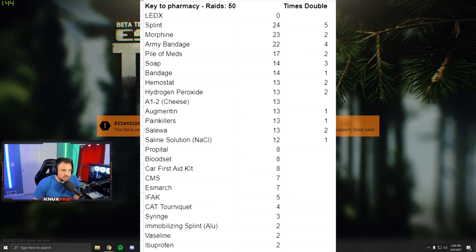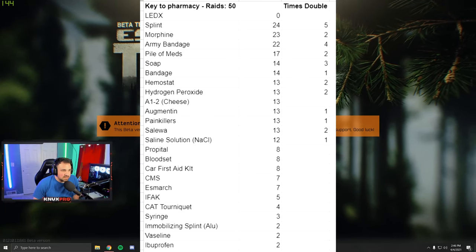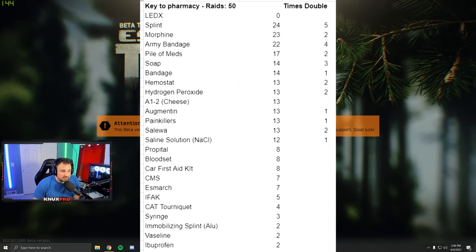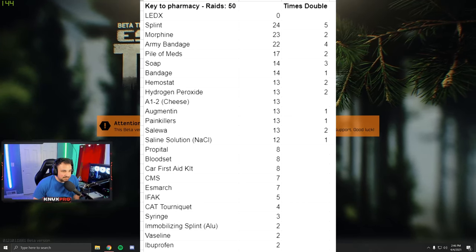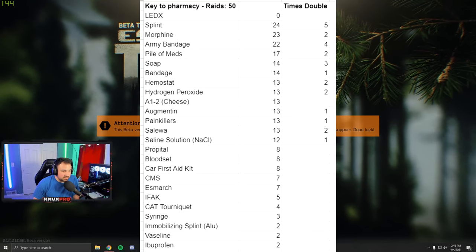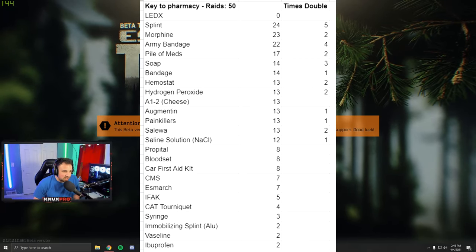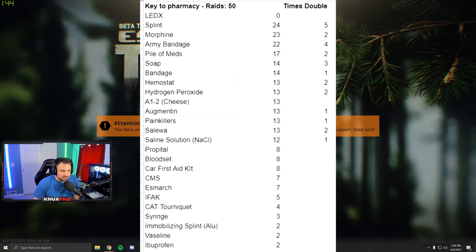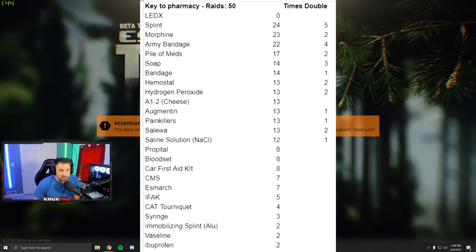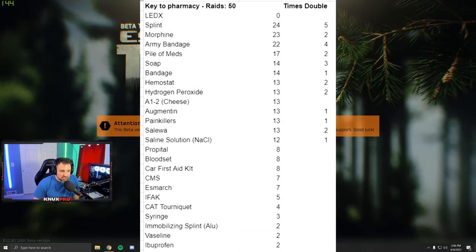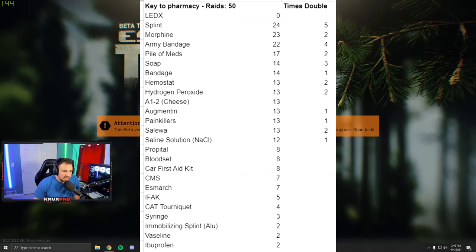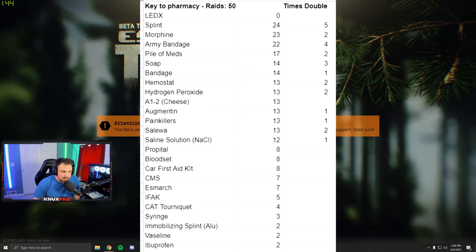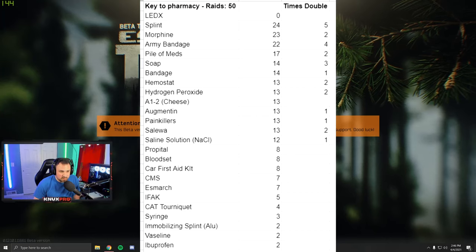And then as you go down, just typical stuff, army bandages. Let's see, the Salewas, found 13 Salewas. So that's pretty cool. Good spot to find your saline solution for the hideout. Found 8 propitals, some CMS kits, and I did do about 5 raids in the 12.10 patch, and we found 4 cat tourniquets. And at the bottom we have immobilizing splints with 2, Vaseline with 2, and ibuprofen with 2.